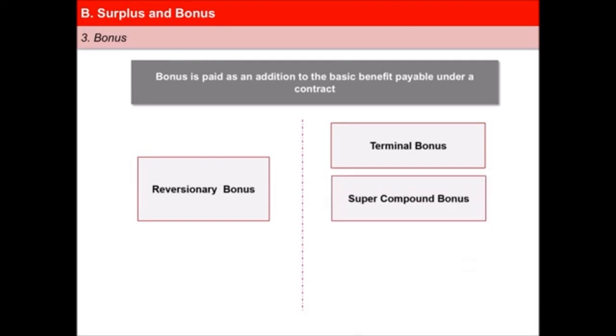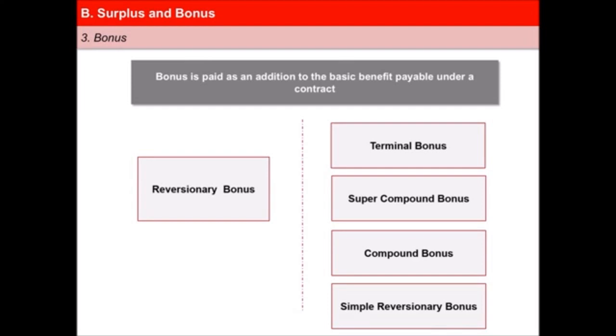Second, super compound bonus. In this, the bonus is arrived at as a percentage of basic benefit and applying another percentage for attached bonus. Third, compound bonus. Here the company expresses a bonus as a percentage of basic benefit and already attached bonuses. It is thus a bonus on a bonus. A way to express it may be at the rate of 8% of basic sum assured plus attached bonus. And fourth, simple reversionary bonus. This is a bonus expressed as a percentage of the basic cash benefit under the contract. In India, for example, it is declared as amount per thousand sum assured.